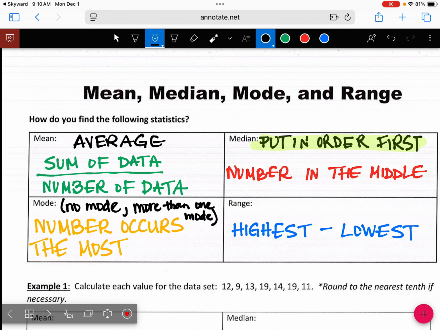Anybody need more time copying down the definitions before we get started? All right, we got 3 examples, and then you'll have the rest of class to work on your homework. So let's look at this first one here.